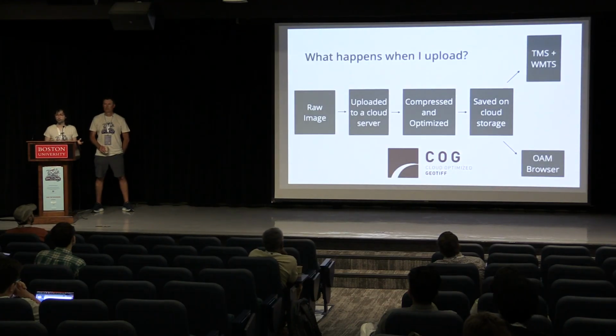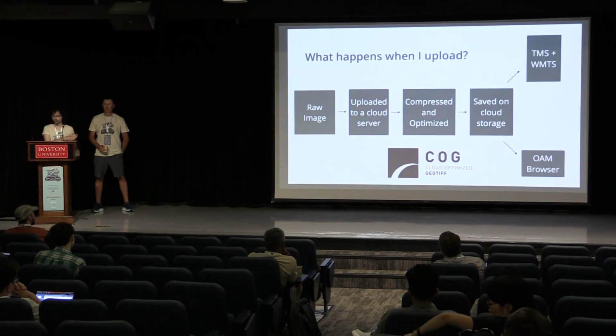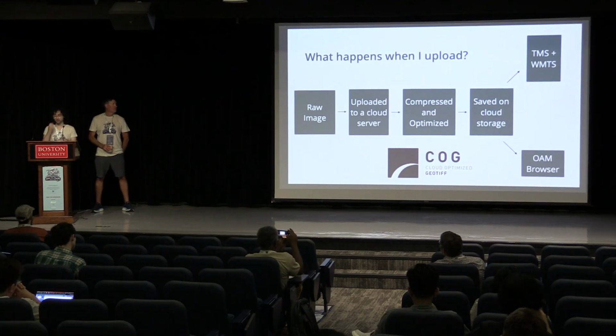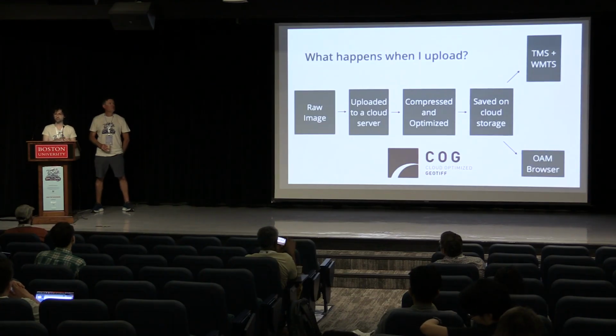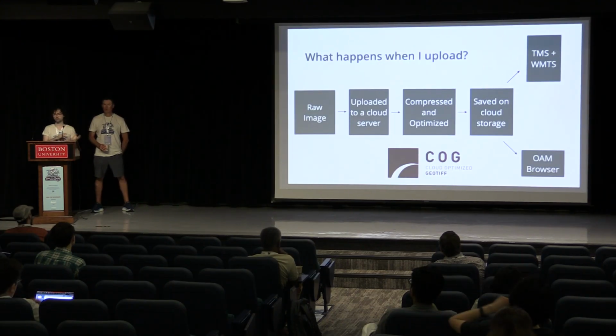So what happens when you upload an image? You've got this GeoTIFF that you've processed in OpenDroneMap or Drone Deploy or whatever, and it gets uploaded to our cloud server. We do compress and optimize it to make sure that it's in cloud-optimized GeoTIFF format, and there aren't extra bands or anything like that. And then it's saved on a public endpoint or a public S3 server. And this is actually, as of earlier this year, also hosted on Amazon's Open Data Program. So it is freely accessible through their registry as well.